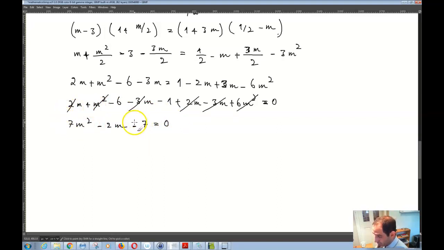And you need to somehow factorize this equation. But before you do that, you need to very quickly calculate the discriminant of the equation to see if there are real roots here. So b squared minus 4ac is equal to negative 2 squared minus 4 times 7 times negative 7. And you see that you'll get a positive number here and a positive number here. So you're good to go.